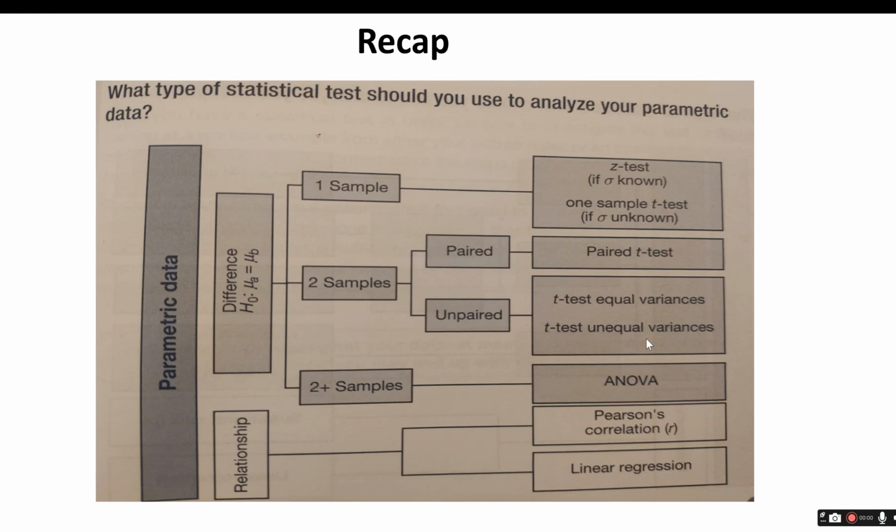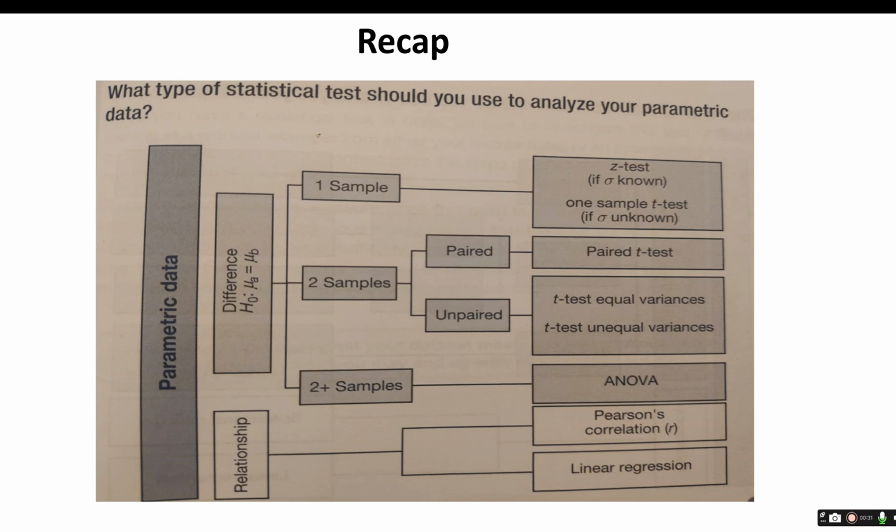Recap. So what we learned yesterday: we learned about the parametric test. We know the hypothesis setting, null hypothesis and alternative hypothesis. The null hypothesis tells the hypothesis of no difference. The alternative hypothesis tells the hypothesis has a difference. And the p-values: if the p-value is less than 0.05, there is a significant difference. If the p-value is greater than 0.05, there is no difference.